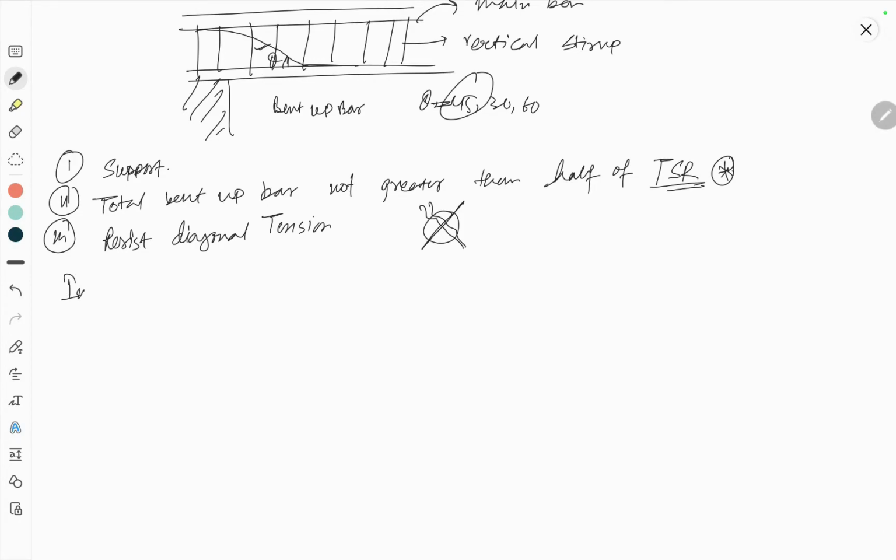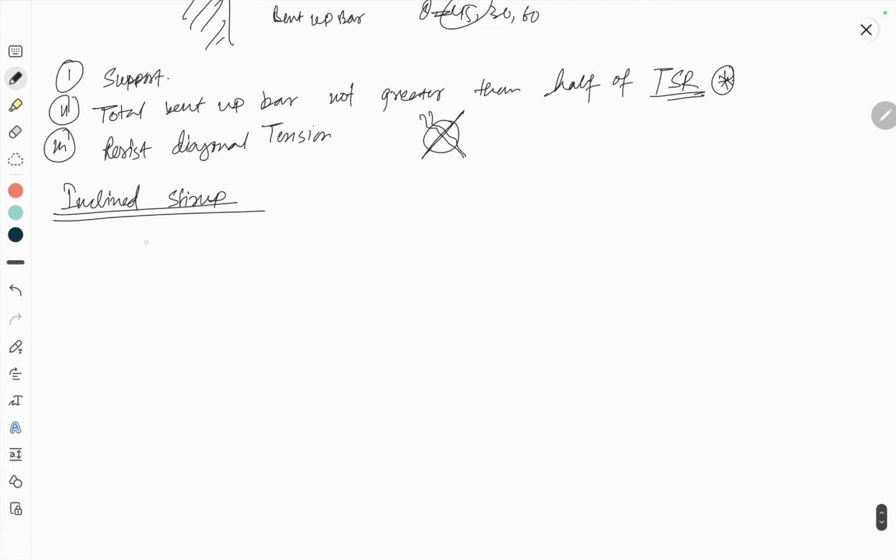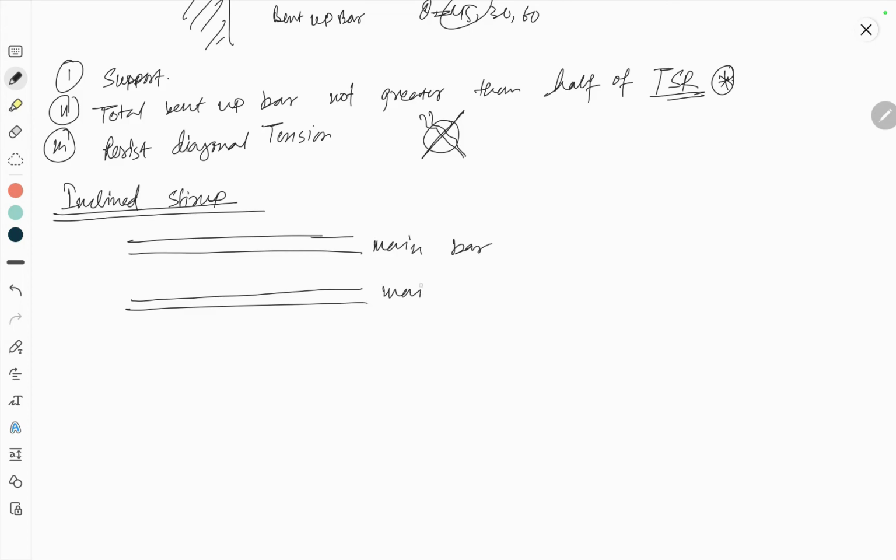Now we talk about the inclined stirrup. It is nothing but a continuous or bent up bar. This is your beam, and you do not provide any kind of vertical stirrup. This is your main bar. If you provide the stirrup in this direction, with some spacing and a fixed angle, this is known as the inclined stirrup. The theta should be 45 degrees, and they resist diagonal tension but not the vertical tension, vertical crack. That is another issue. And here is the support.